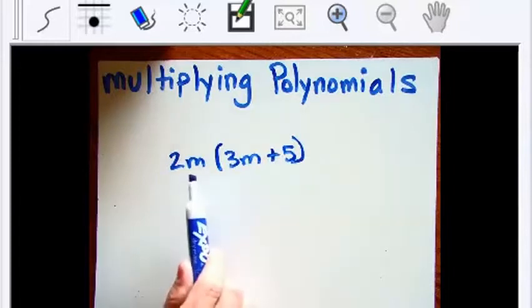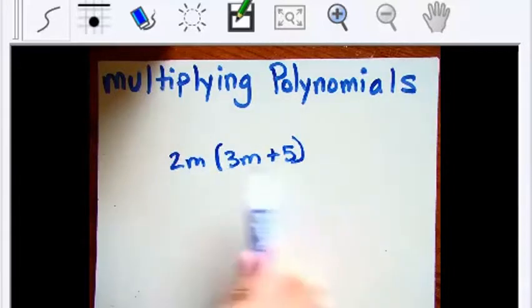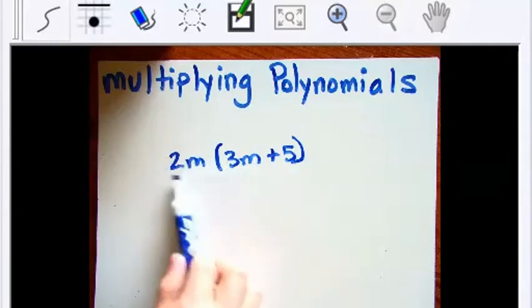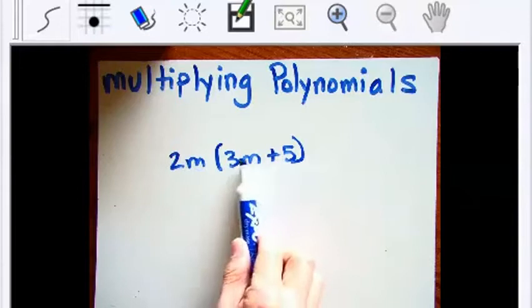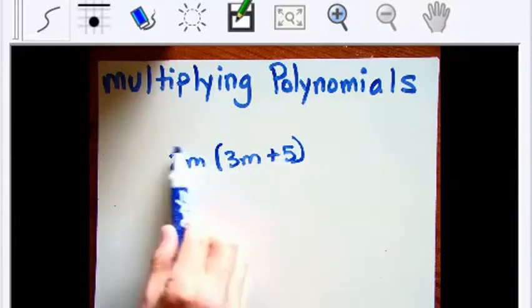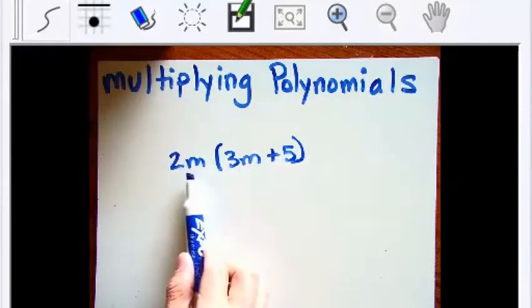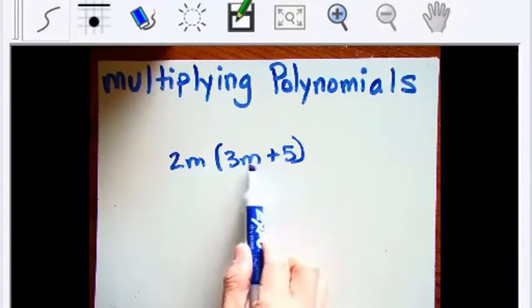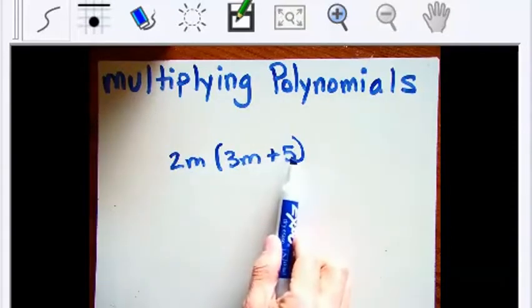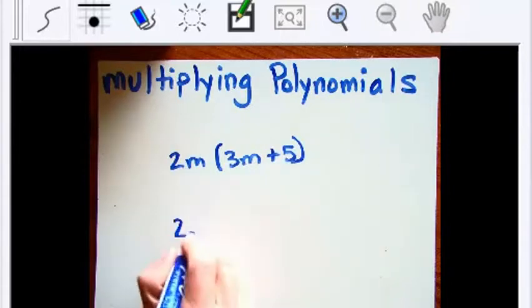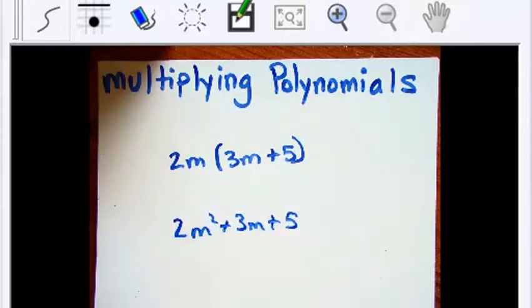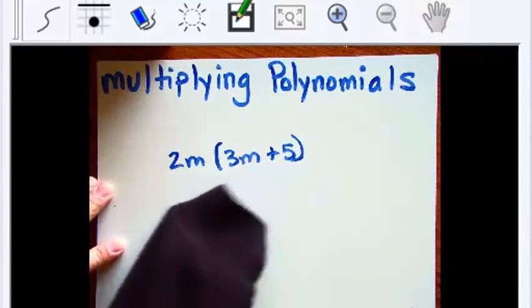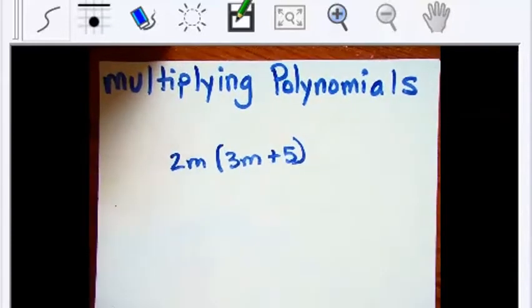Here's some good words to remember. So I have 2 factors going on here. This is a single factor by itself, 2m. And then here I have this factor with 2 terms. So remember, if it's only got 1 term, the fancy word for it is a monomial. And then if something's got 2 terms, it would be called a binomial. Or if something had 3 terms, right? Shocker, it would be called a trinomial. So here we're multiplying a monomial with a binomial.